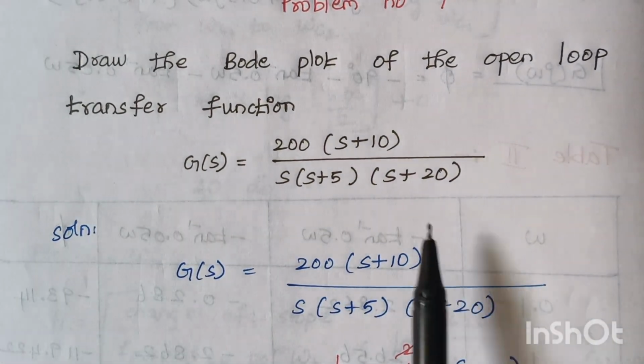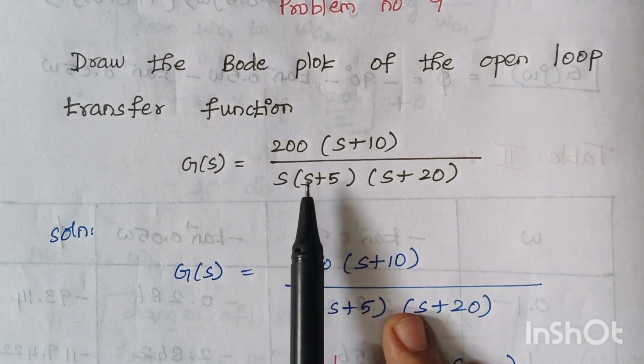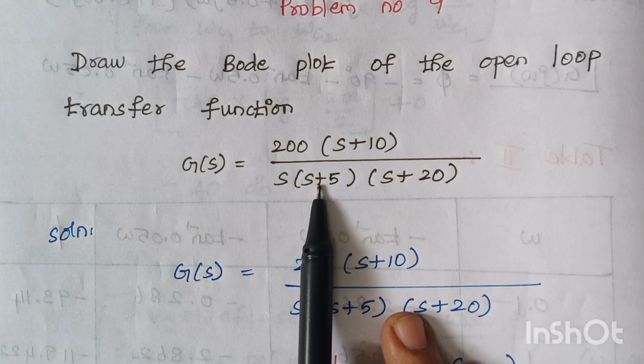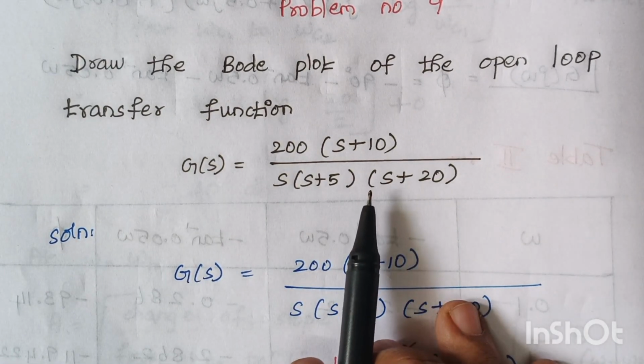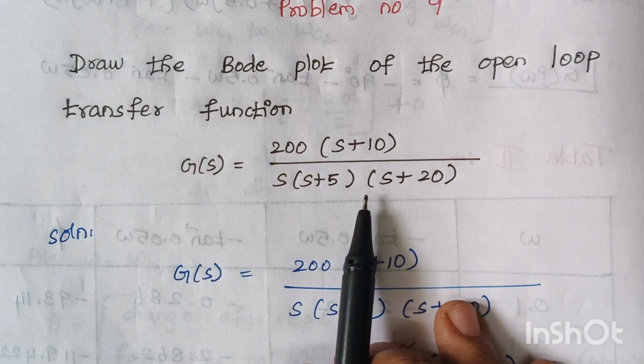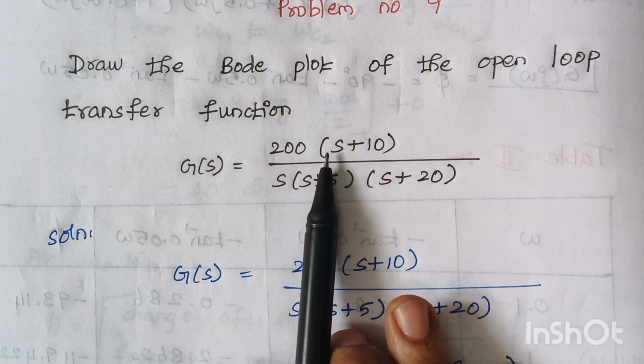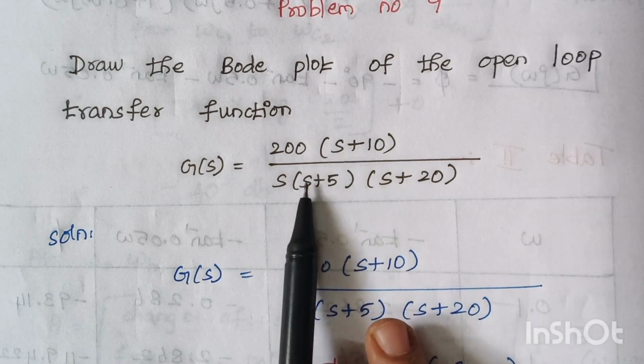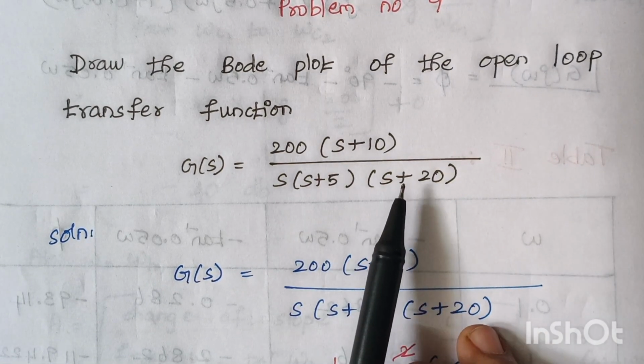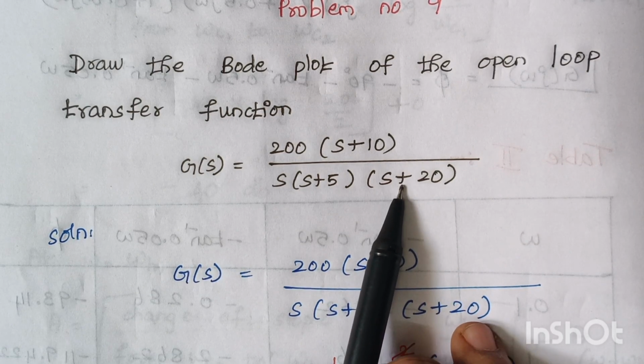So the first step is, when you look at the problem, the standard format should have 1 plus some number along with s, right? But here the coefficient of s is 1. In all the cases we are having simply s here, right? So we have to modify our given problem.